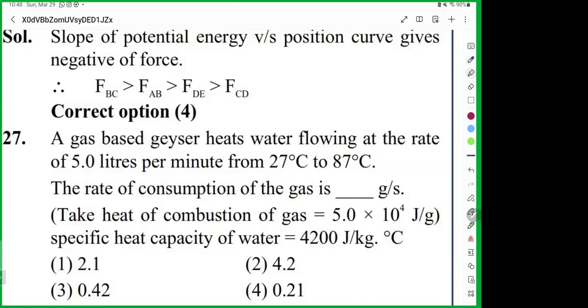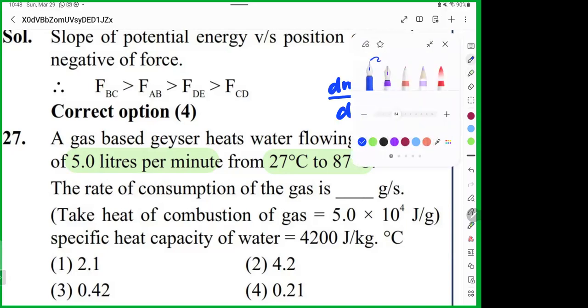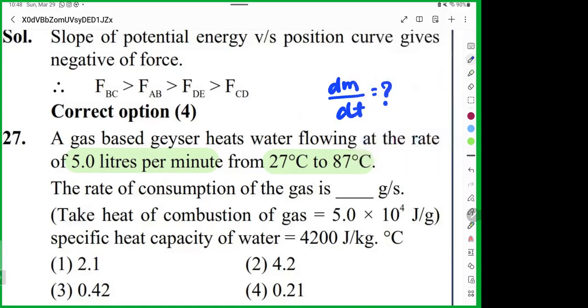A gas-based geyser heats water flowing at the rate of 5 liter per minute. The temperature difference is given. Rate of consumption of gas, dm by dt, we have to calculate. Take the heat of combustion of the gas as given in joule per gram, and the specific heat of water is given. You have to calculate the rate of consumption of gas.